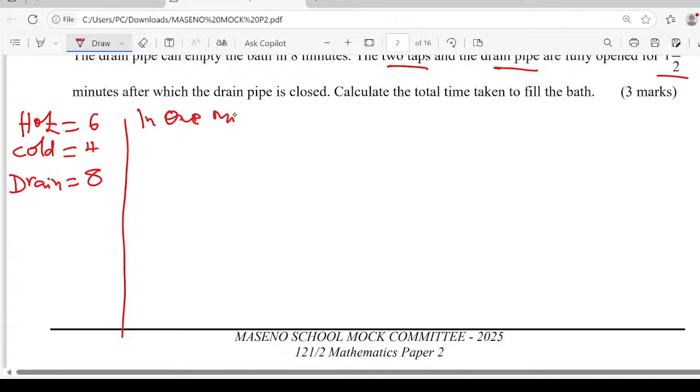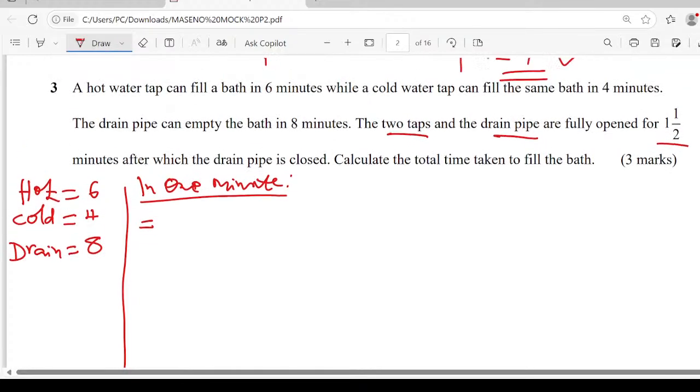In 1 minute, if all these are working together, what I expect is the hot tap can fill 1/6 in 1 minute, plus the cold tap can fill 1/4, that is the reciprocal. Then I have the drain pipe. Because this drain pipe is removing water, we subtract it. You subtract 1/8. So you realize that in 1 minute, this is the fraction being filled.